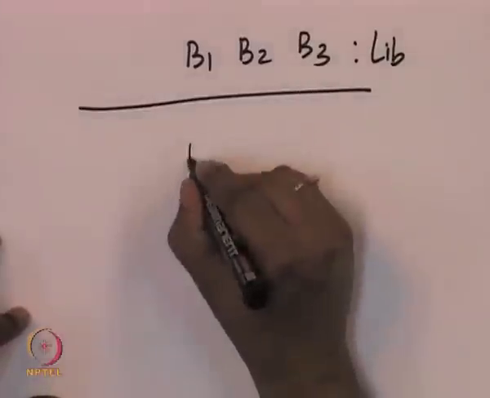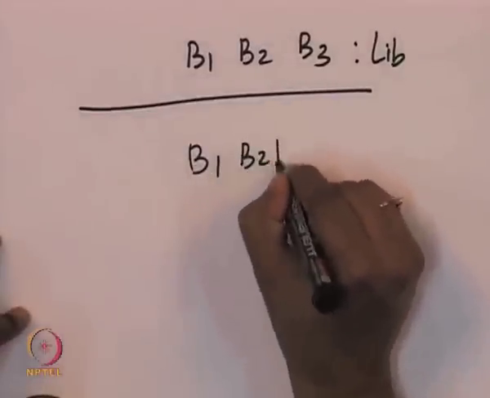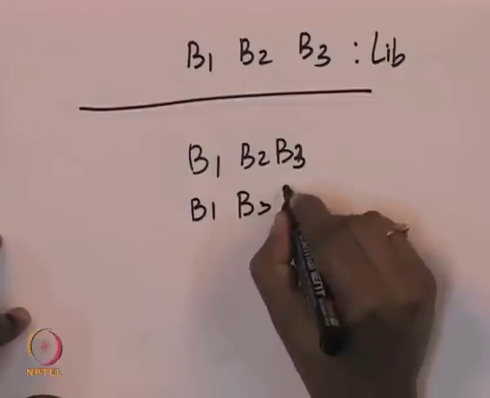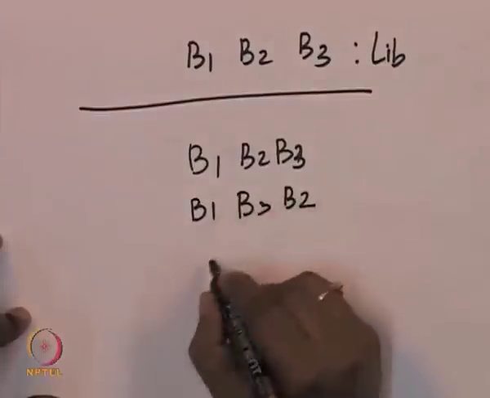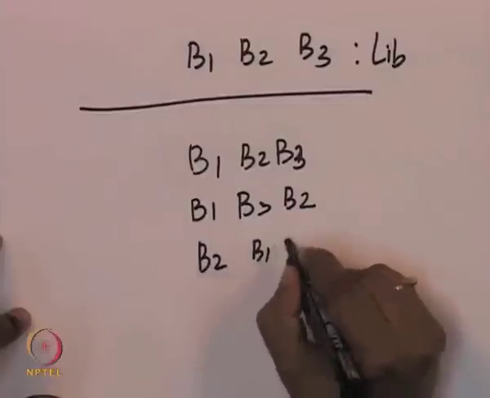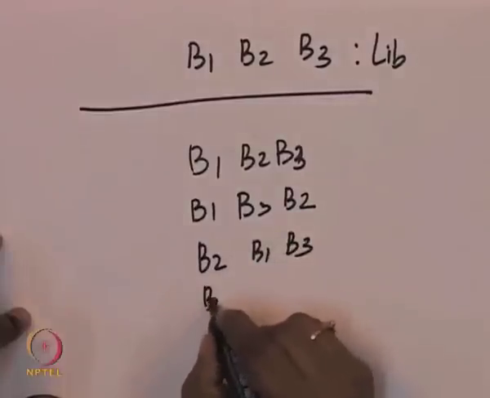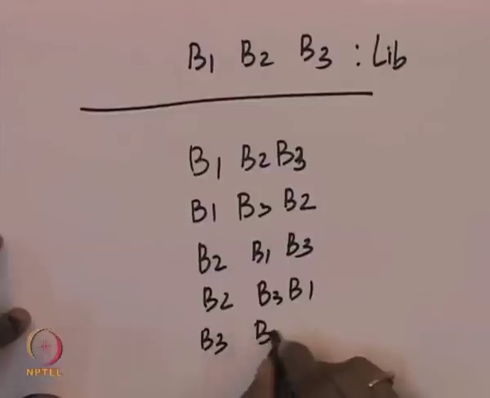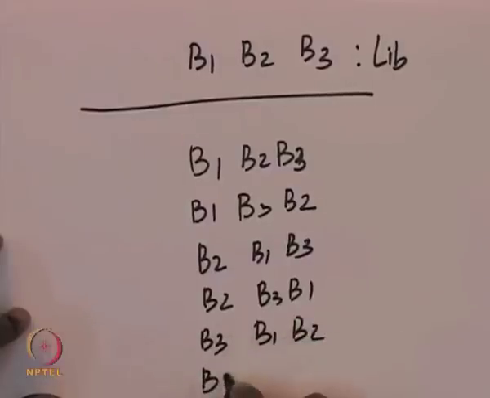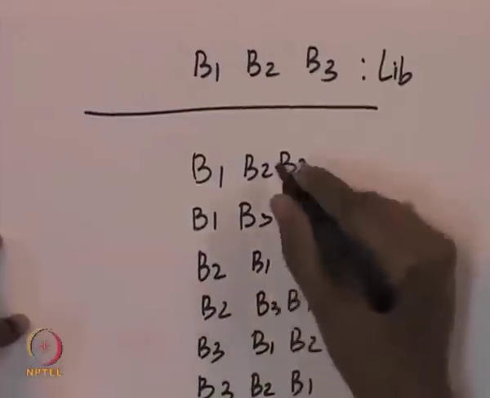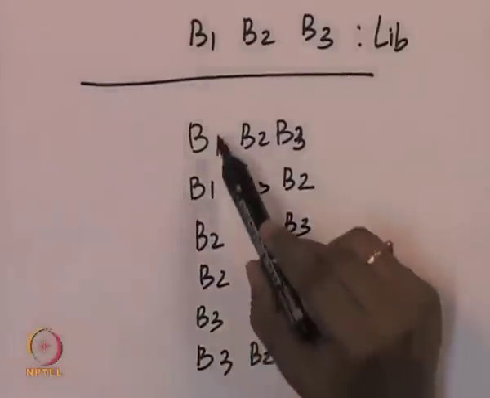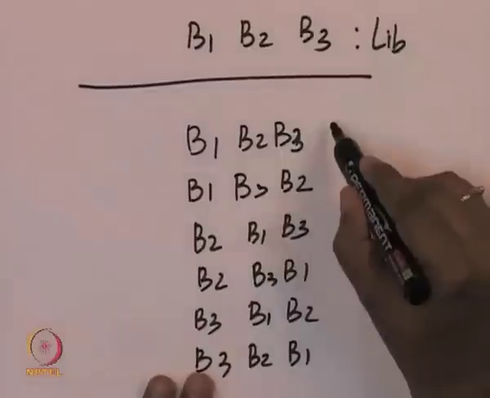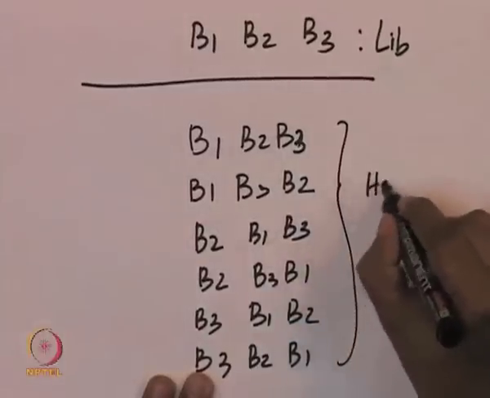But at our home, one day we might be arranging it B1, B2, B3. Next day we might be arranging B1, then B3 and then B2. Another day it could be B2, B1, B3, or B2, B3, B1, or B3, B1, B2, or B3, B2, B1. So, all these arrangements are possible. We can arrange the books in this way or in this way. So, this is at home, the home shelf.